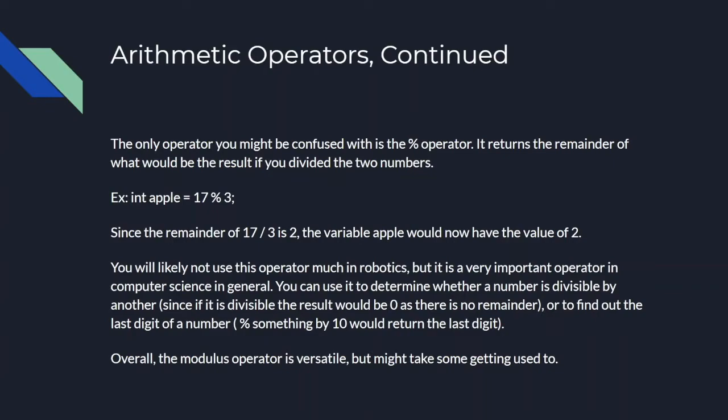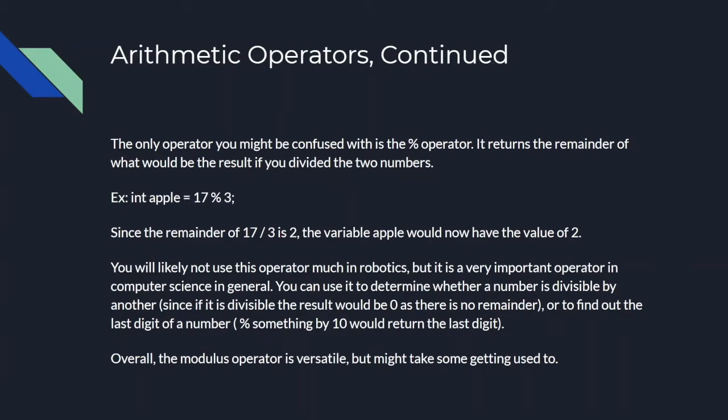You might not use this a lot in robotics, but it is very important to computer science in general, and it has a lot of diverse uses. The one that you'll use most is checking whether or not a number is divisible by another. For example, modding by 2, you could tell if the number is even or odd, since if it's divisible by 2, then it's even, if it's not, then it's odd.